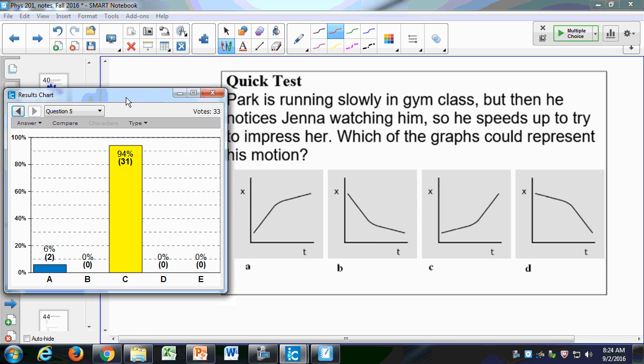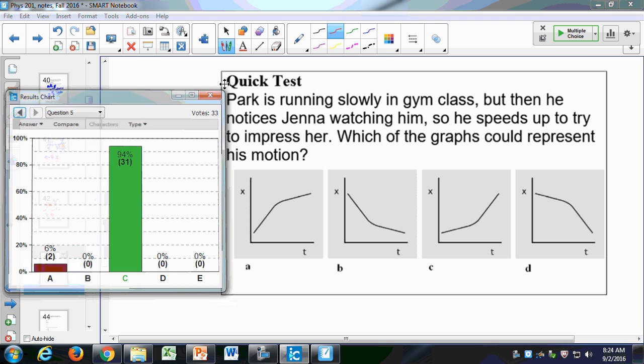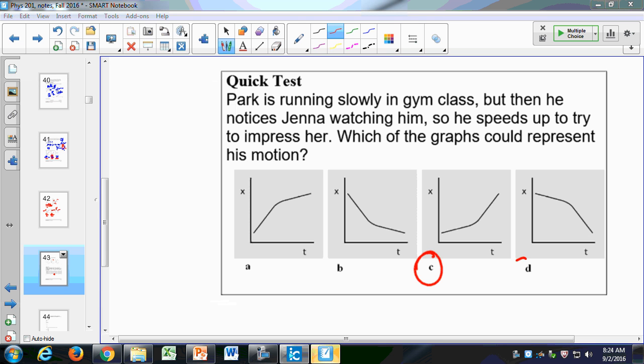Let's look at why C is right. C is right because here he has a small slope and here he has a big slope. Sorry, small slope, big slope. And here he has a small slope, big slope. So either C or D would be correct. But since nobody put D, I don't have to deal with it. So we'll just put C as the right answer. But it could be either C or it could be D if he's running in the negative direction.